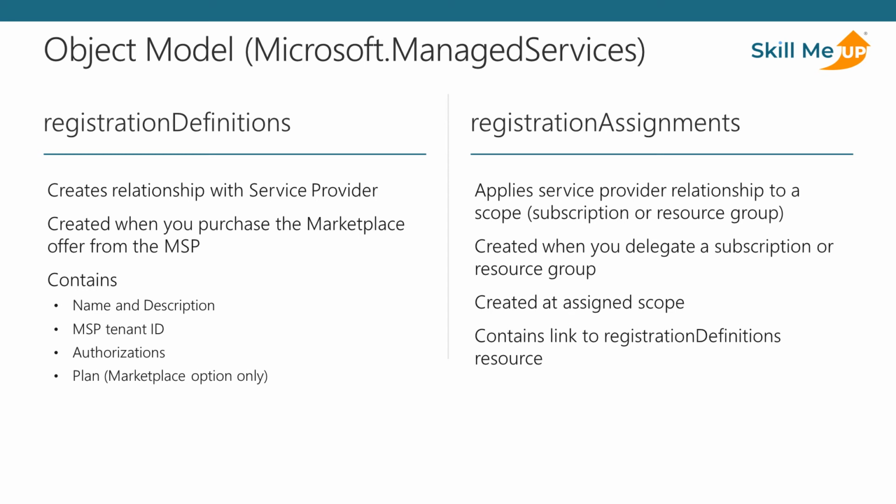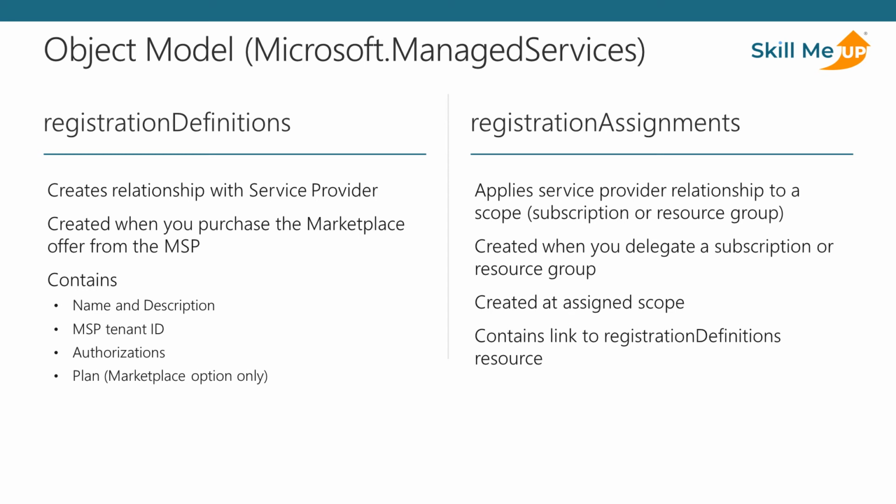And the second one is the registration assignment. On its own, the registration definition doesn't enable the partner to actually do anything because they have no delegations, no actual assignments delegated to their control. The assignments are where you delegate a subscription or a resource group to the partner.